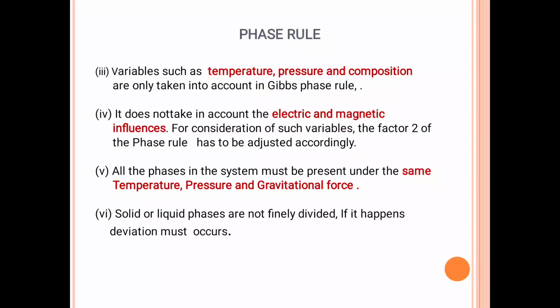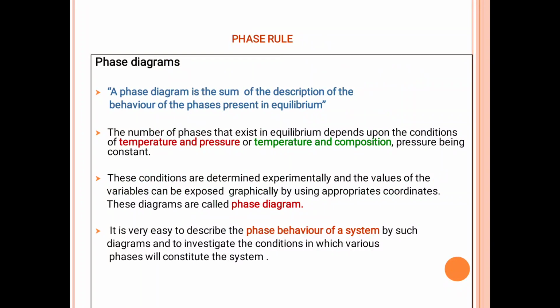Variables such as temperature, pressure and composition are only taken into account in Gibbs phase rule, but the electric and magnetic influences have not been taken into account. And also, all phases in the system must be present under the same temperature, pressure and gravitational force. And also, solid or liquid phases are not finely divided. If it happens, the deviation will occur.